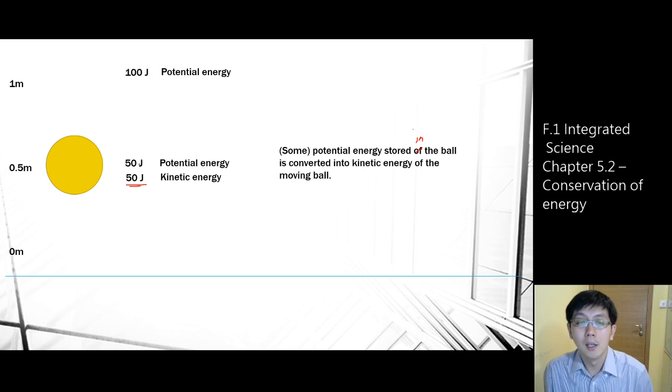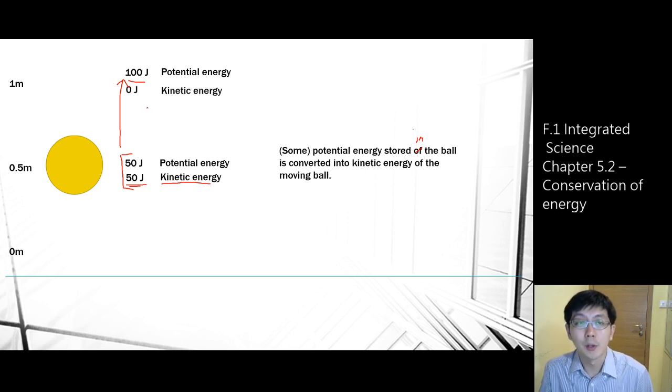Now here is the location of the energy. The total amount of energy here is still equal to 100. Why? Because scientists found the conservation of energy. You have 100 joules of potential energy here. No matter how you change it, the total amount of energy will equal 100. Just 50 joules of the potential energy are converted to kinetic energy. This is one example of energy conversion, and we make use of the law of conservation of energy.